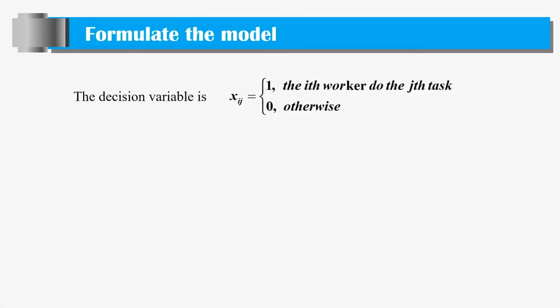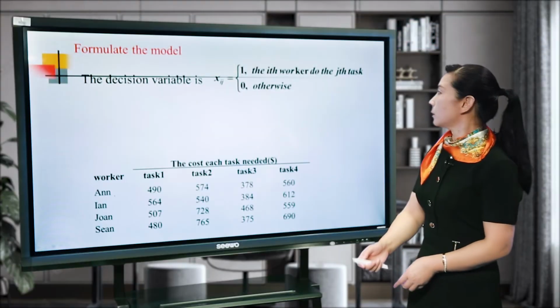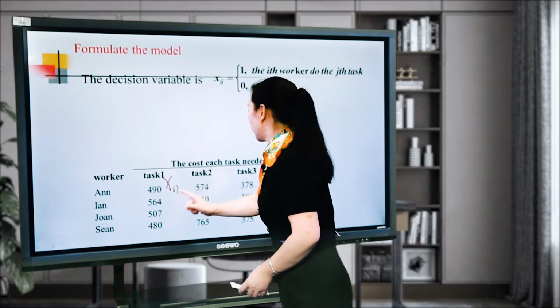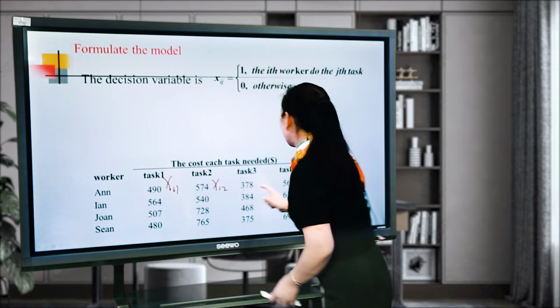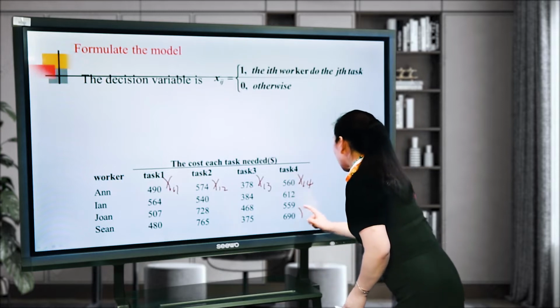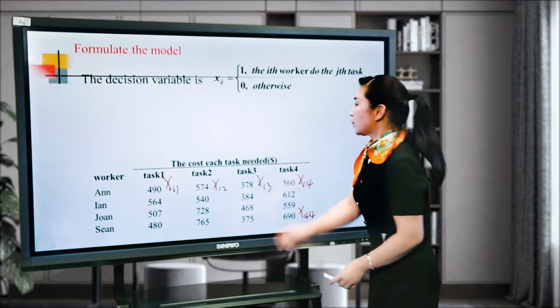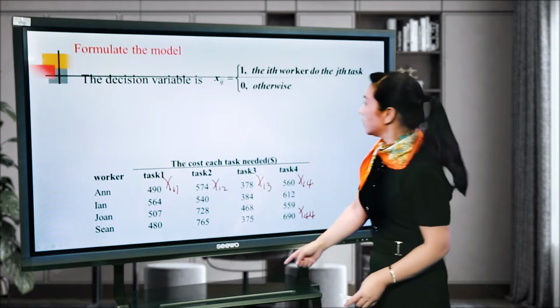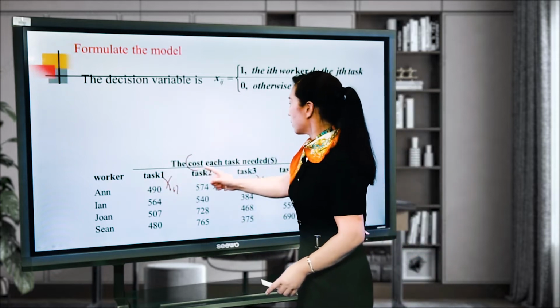Now we see the formulation of this model. We set the decision variable as xij. xij equals 1 if the ith worker does this task, and 0 otherwise. So we have the decision variables x11, x12, x13, x14, and so on, up to x44. Each decision variable means the total cost for that worker to finish that task.